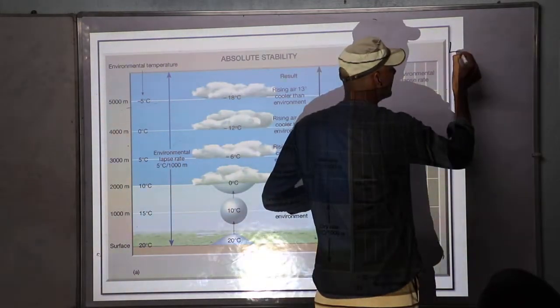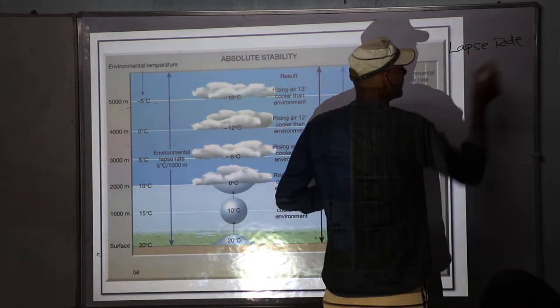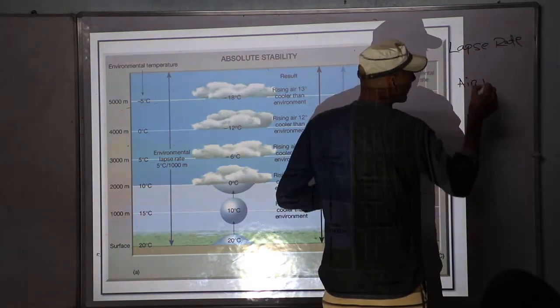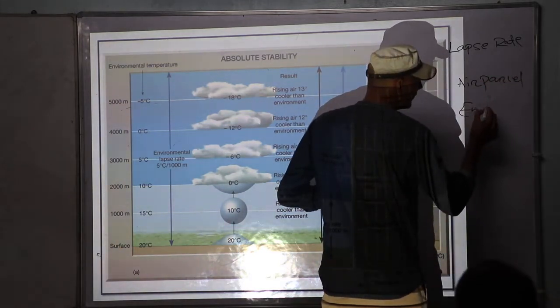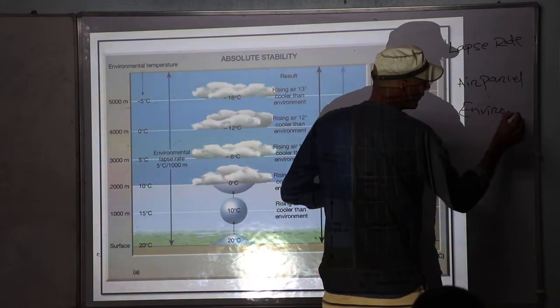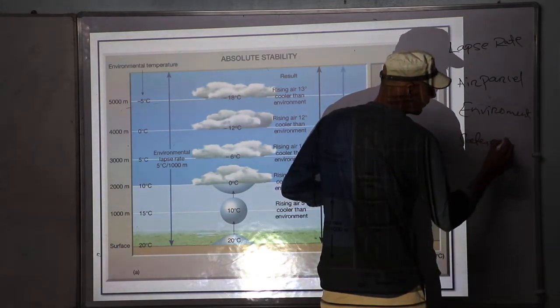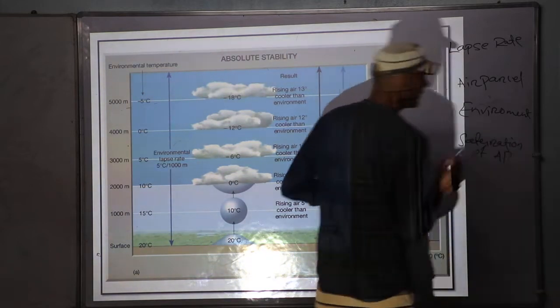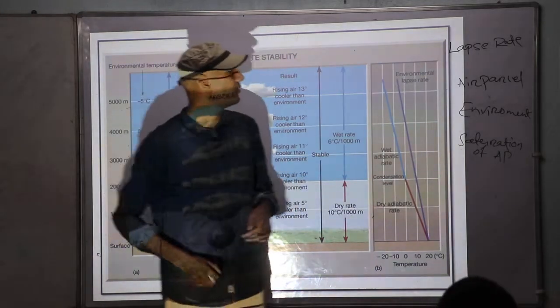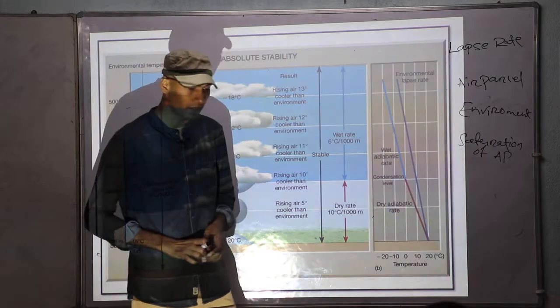So first thing is lapse rate, air parcel, environment, saturation. Saturation of air parcel. So starting with what is air parcel? First of all, let's discuss what is air parcel.